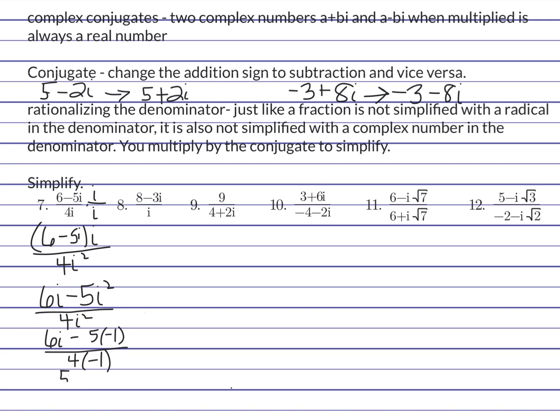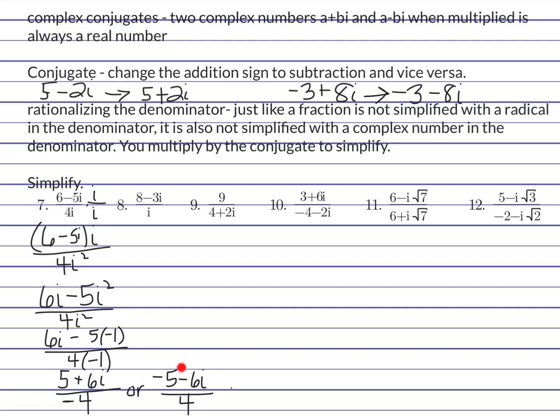My number that does not have an i would go first, so positive 5 plus 6i divided by negative 4. Now, you will probably not see this answer this way. It would probably be written like this, negative 5 minus 6i over positive 4. I will accept either of those. So if you stop here, I totally understand. You can stop there. But more than likely, it would be this.